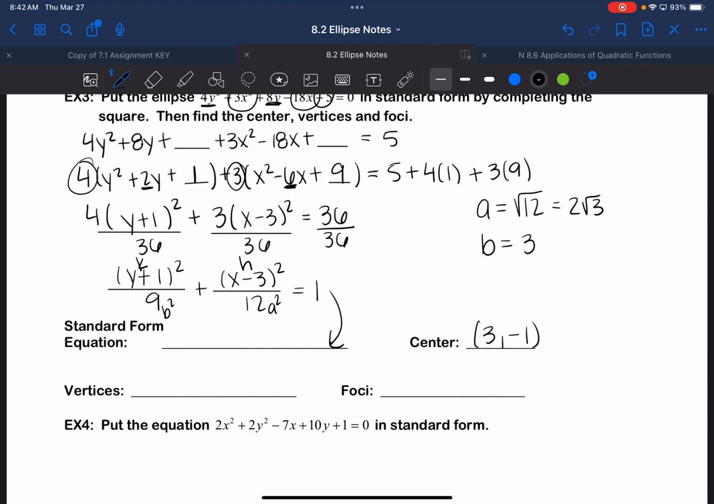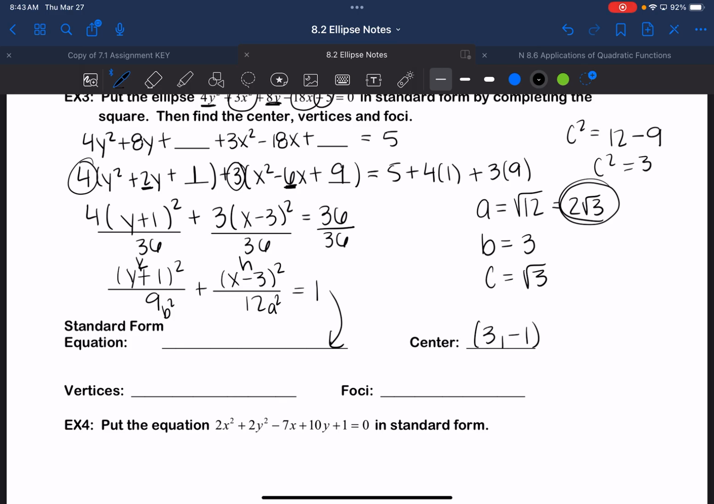All right, and then to find c squared, remember that's going to be a squared, which was 12, minus b squared, which was 9. And 12 minus 9 gives us 3. So c must be square root of 3, right? Okay, so for our vertices, for our values of a, we're going to be doing 2 square root of 3.